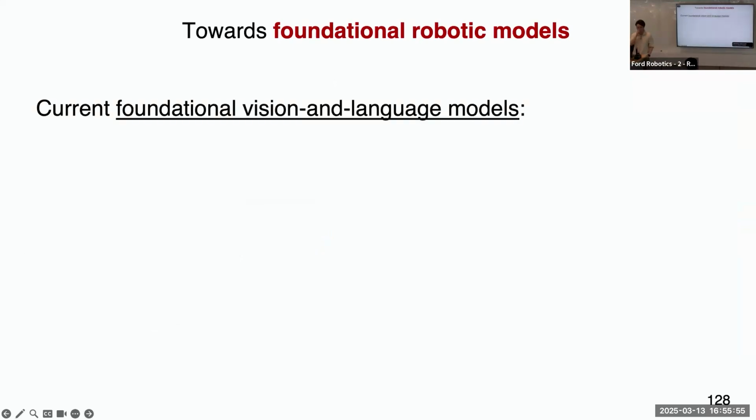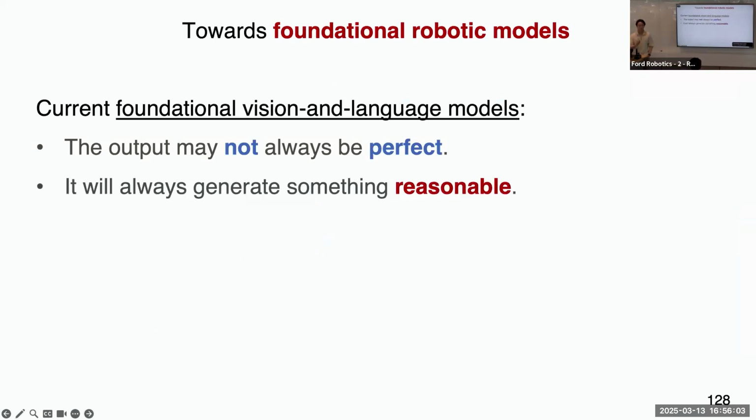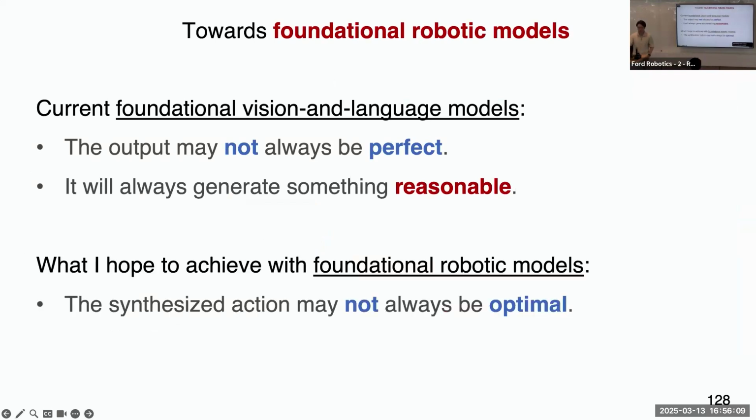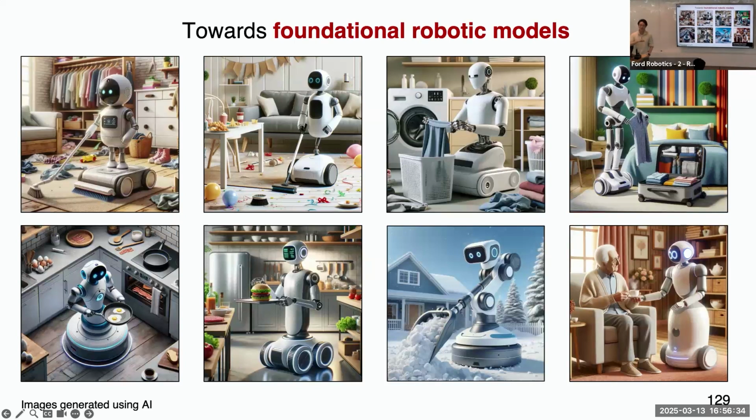And finally, I want to provide my definition of so-called foundational robotic models. I want to draw some inspiration from foundational vision and language models, meaning their outputs may not always be perfect, but they will always generate something that looks reasonable. What I hope to achieve with a foundational robotic model is that the synthesized action may not always be optimal, but the generated trajectory will always be beautiful and reasonable. That, I believe, is something people hope to achieve with large behavior models or foundational robotic models. Given language instructions and visual observations, the robot will just do something that is reasonable for that specific scenario, and allow the robot to do a wide range of tasks around us.